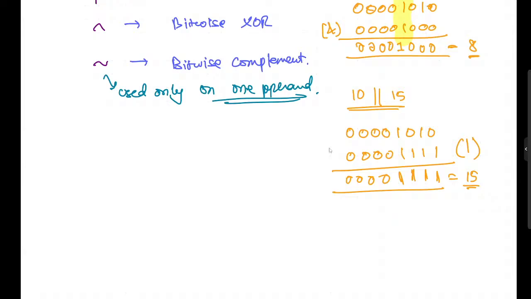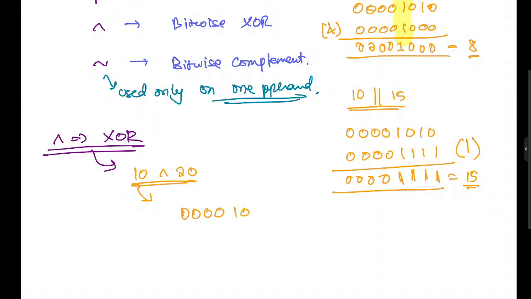In the same way, we have something known as the XOR, right? So with XOR, what we generally do is, if I do 10 XOR 20, right? So 10 is 0 0 0 0 1 0 1 0. 20 is 16 plus 4, so it is 0 0 0 1 0 1 0 0. So this is 20, right?